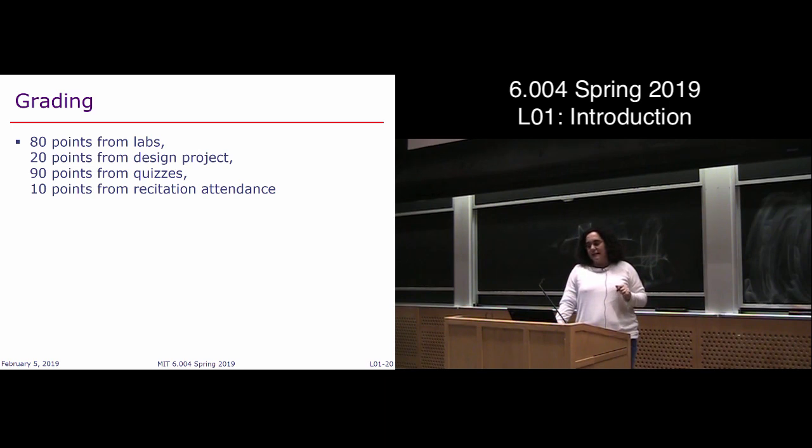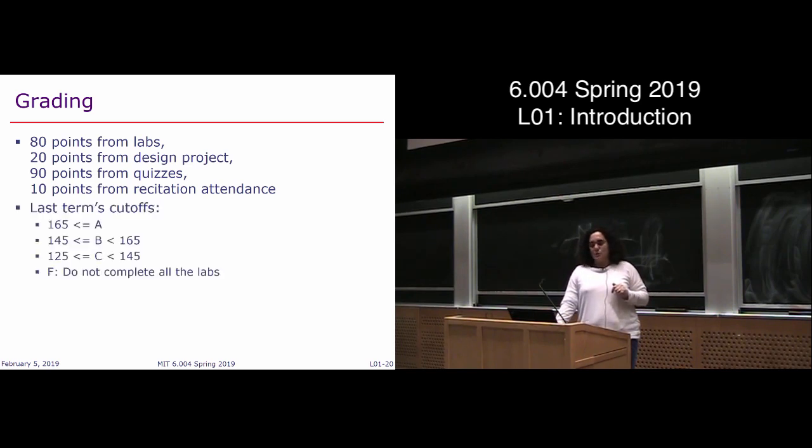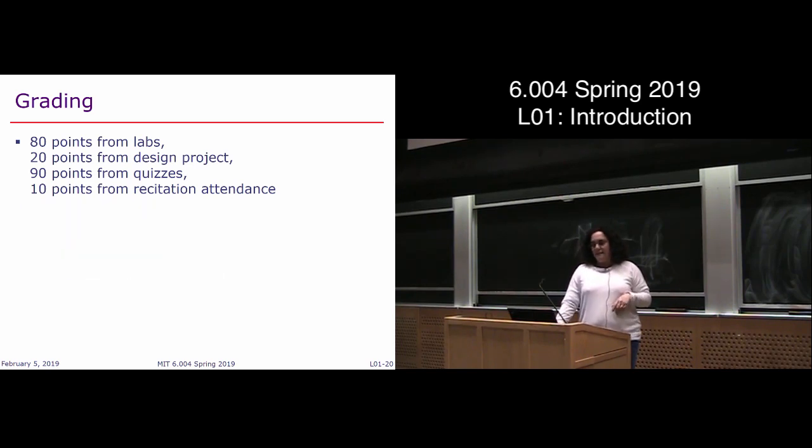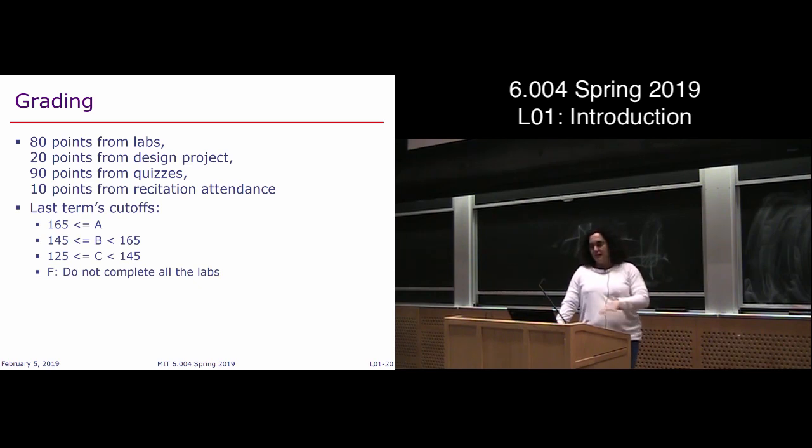And finally, grading. Each of the labs is going to be worth 10 points for a total of 80. The design project is worth 20 points. The quizzes are 30 points each, and 10 points come from recitation, for a total of 200. And just to give you a sense of last year's cutoffs, I've listed them here. They're not necessarily going to be identical to last semester, but it gives you a sense of where you need to be in order to get the grade you might be looking for.